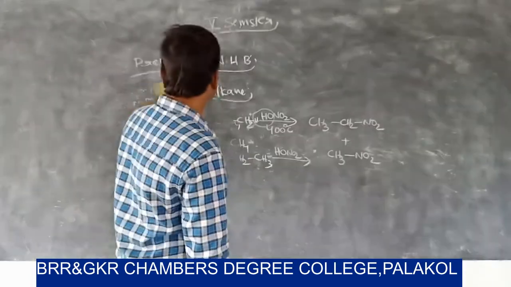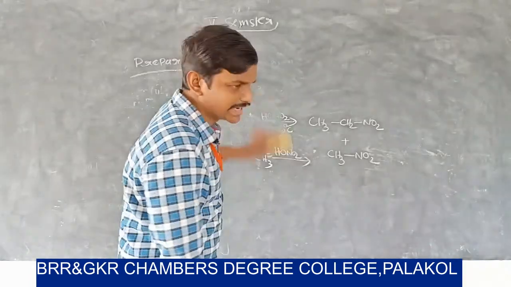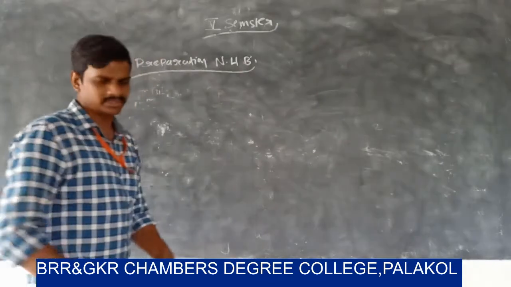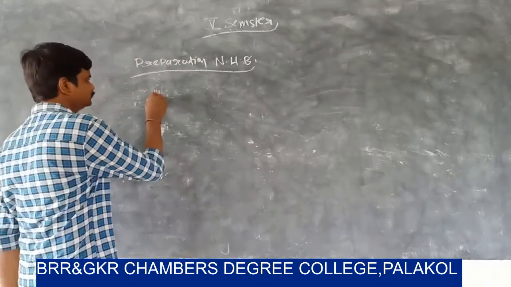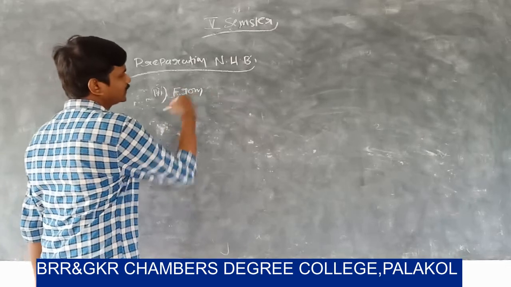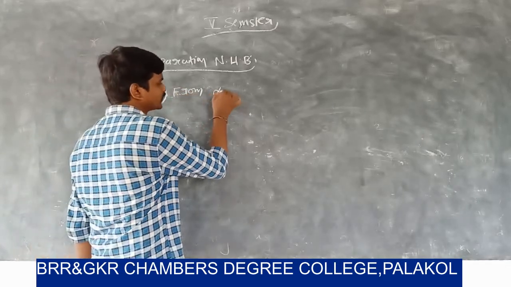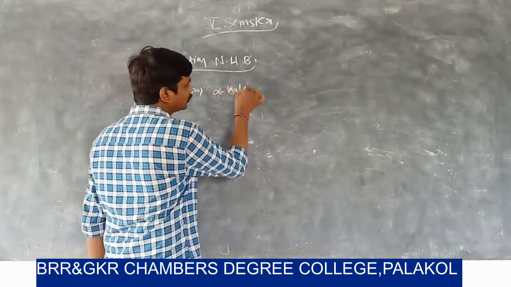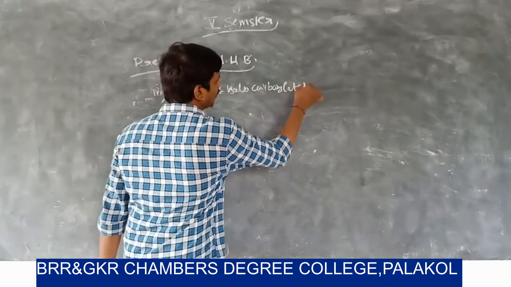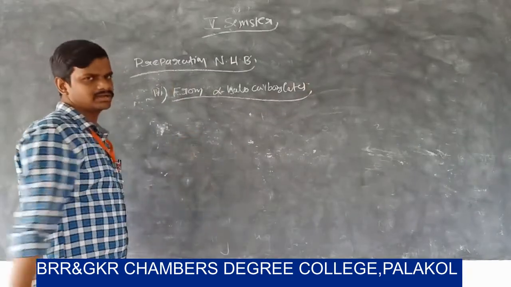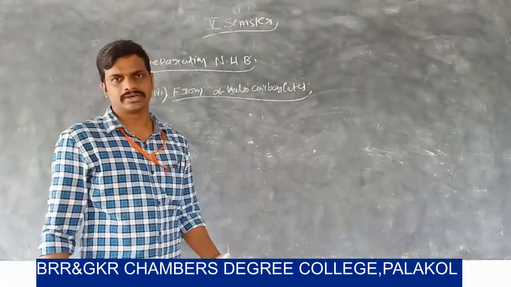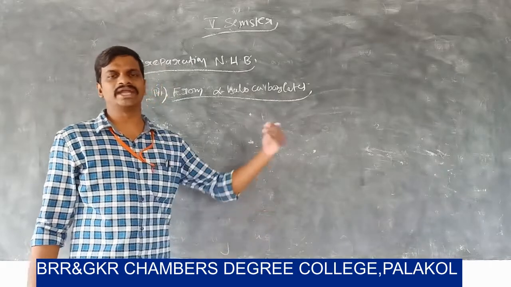This is the second method to prepare nitrohydrocarbons. Now the third method is preparation of aliphatic nitrohydrocarbons from alpha halocarboxylates. In this method, alpha halocarboxylates are treated with sodium nitrite.